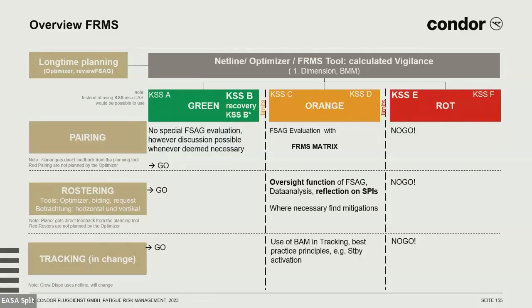We also can do this on rostering, using the programs that were introduced this morning. And we can also reflect on SPIs there. Are our thresholds correct, or do we have to change them? And of course, in tracking as well. And we are about to work with long-term planning so that we don't build pairings or rosters that might be fatiguing. So we are learning from our system and changing things before they are built. This is just what we think about the system.